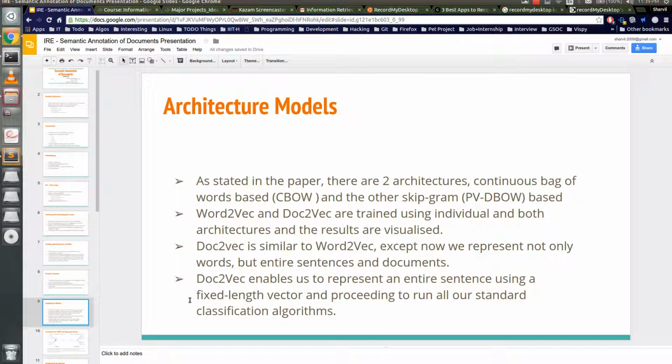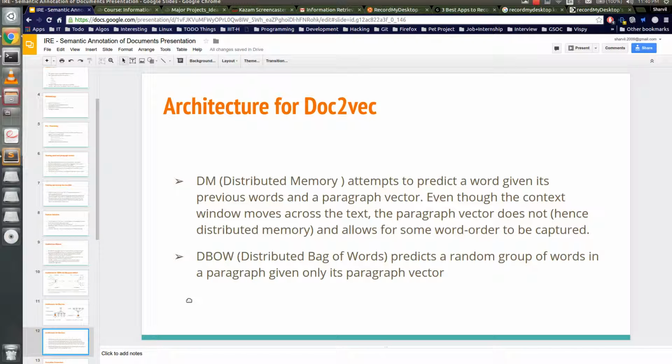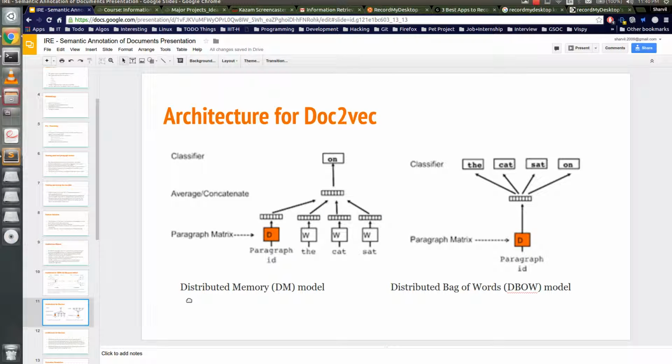As I said, Doc2Vec is only different in the sense that it represents a sentence with a fixed length vector to be used for classification algorithms. For Doc2Vec we use two different architectures which are extensions of the ones we use for Word2Vec, which are the DM or distributed memory model and the DBOW model, which is the distributed bag of words model. The DM model tries to predict a word given its previous words and the paragraph vectors, as can be seen in this picture over here.